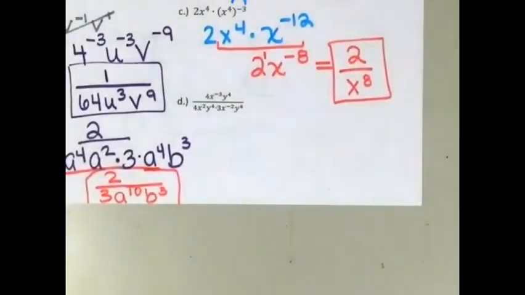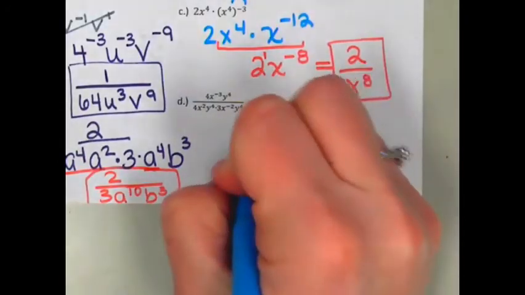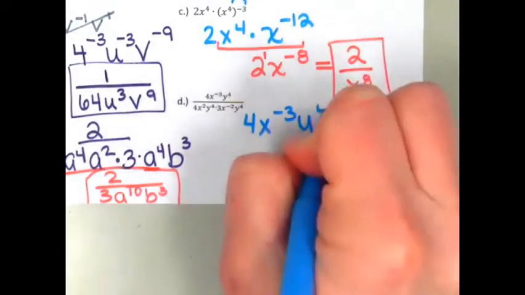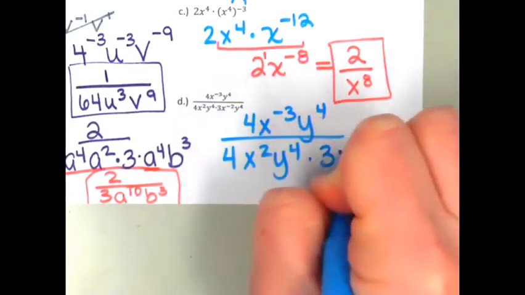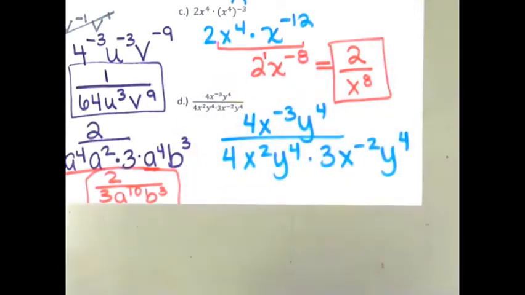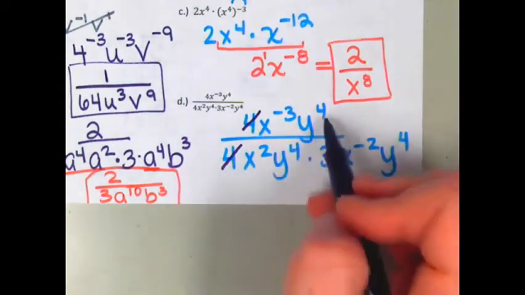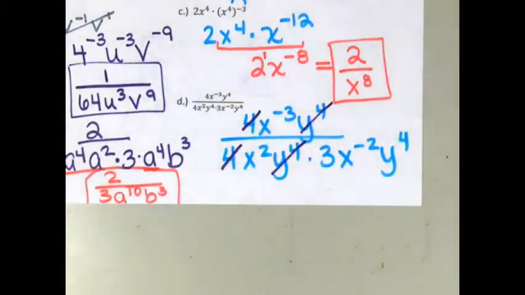All right, so I'm going to rewrite this just so it's bigger here. So we have 4x to the -3rd, y to the 4th, over 4x squared y to the 4th times 3x to the -2 y to the 4th. Okay? So now, do I see anything on top and bottom that is the exact same that I can cross out? I can cross out the 4's because 4 divided by 4 is 1. Y to the 4th, the same, because if I would subtract those exponents, what's 4 minus 4? 0, and anything to the 0th power is 1. Okay?